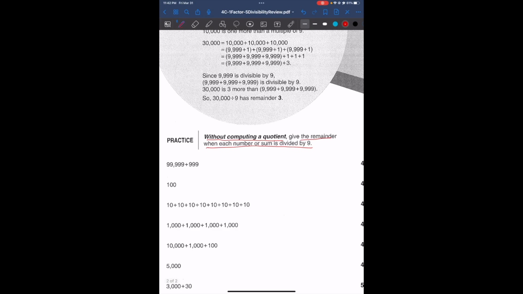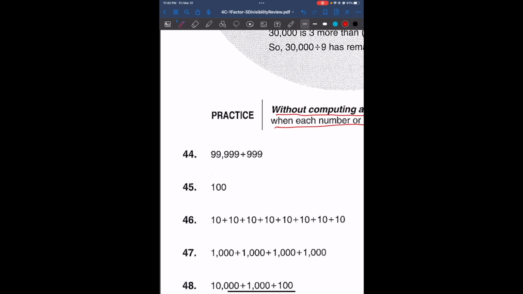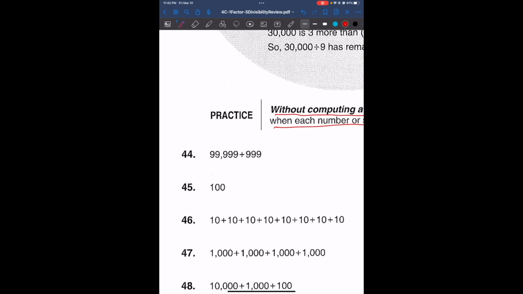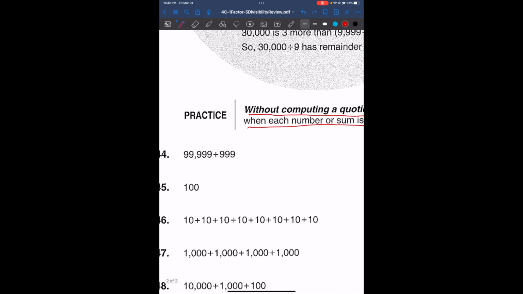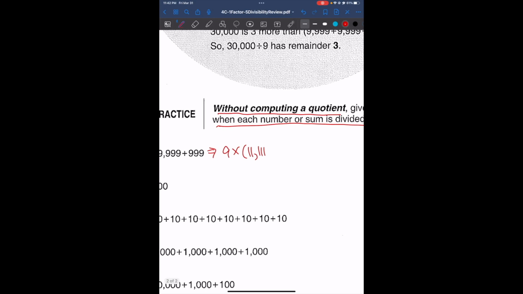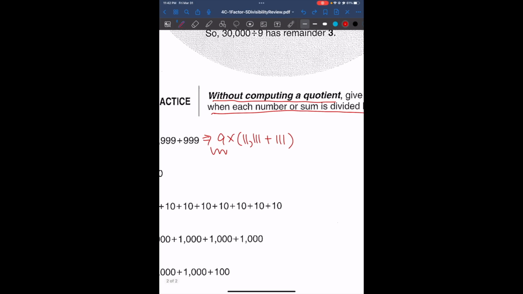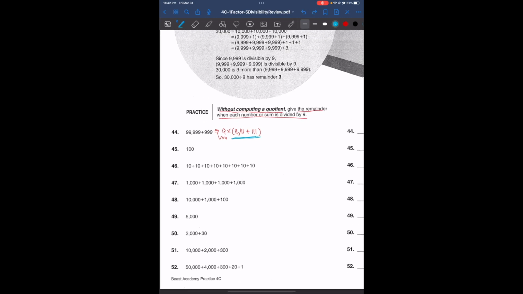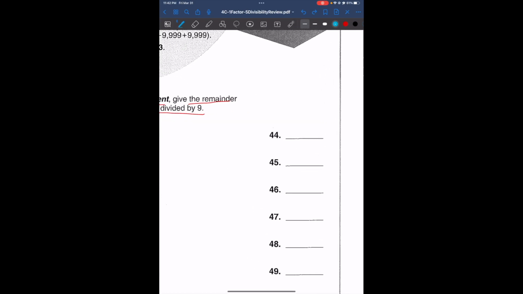And so a way to do this is we can think of 99,999 plus 999 as 9 times 11,111 plus 111, right? Then the sum is divisible by 9 because we have this 9 at front. So when we divide it by 9, this is going to be our quotient, right? So it is divisible by 9. And so the remainder is going to be 0.